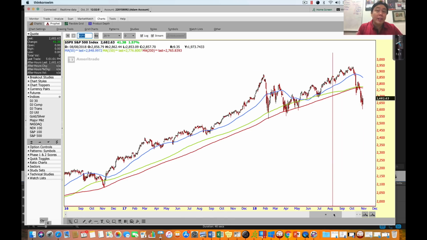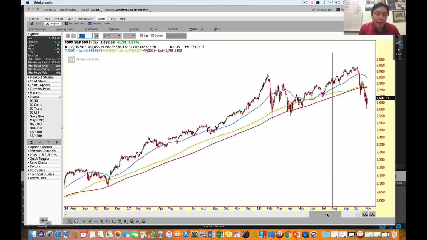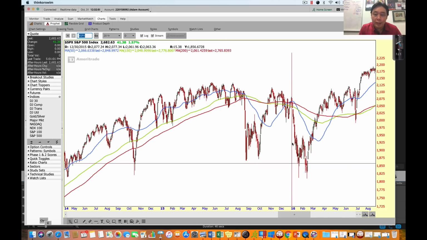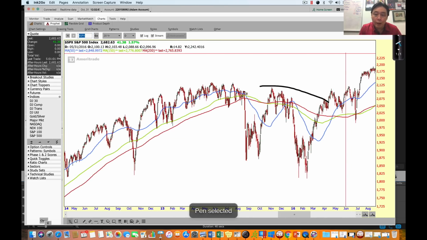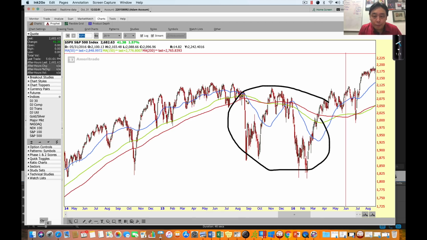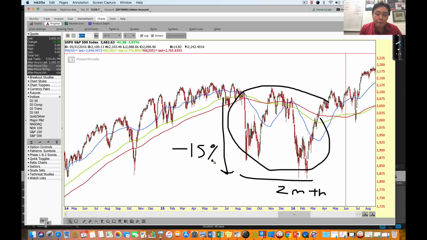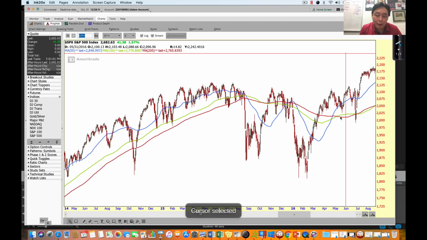Now, if you look at recent bear markets, let's take the last 10 years, for example. Over here, you can see that this was a bear market, where again it broke below the 200, the 50 moving average crossed below the 150, and it was sloping down. This bear market lasted for 2 months, and it was a decline of about 15%.